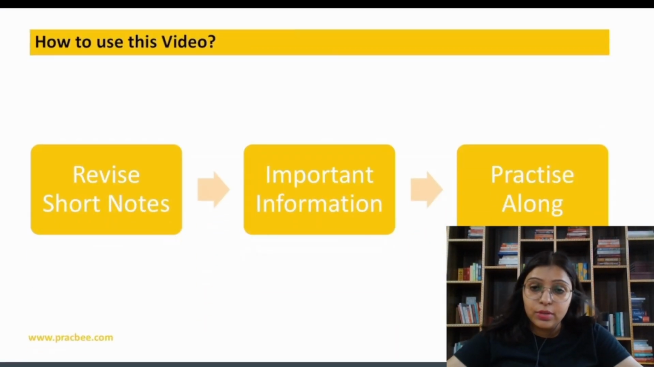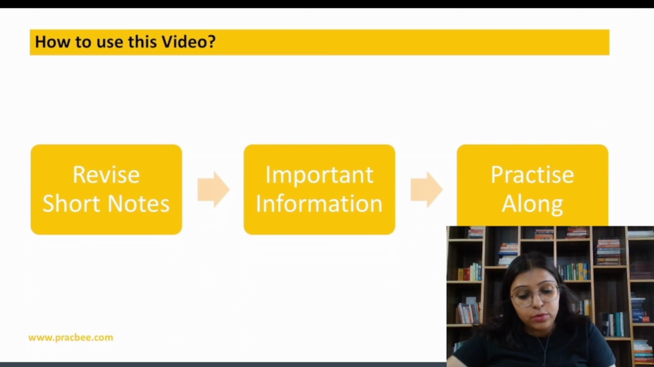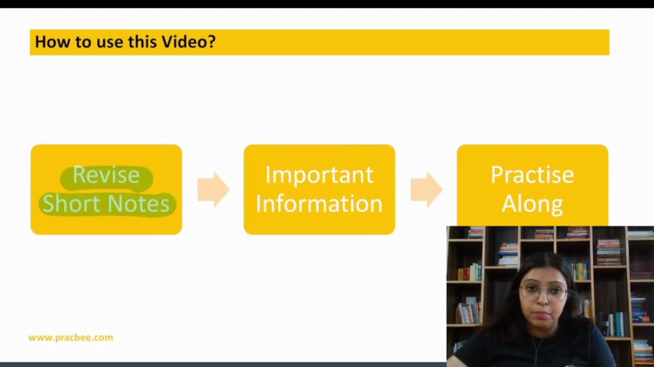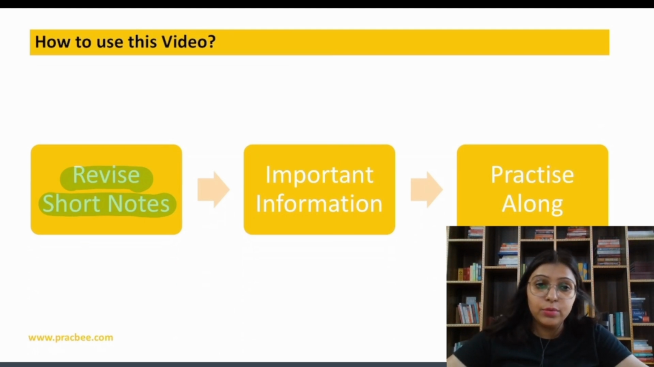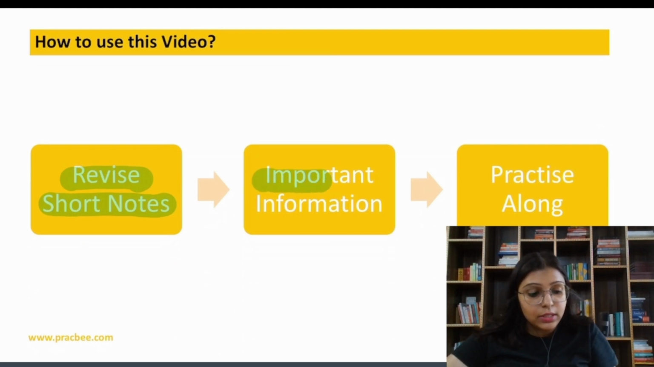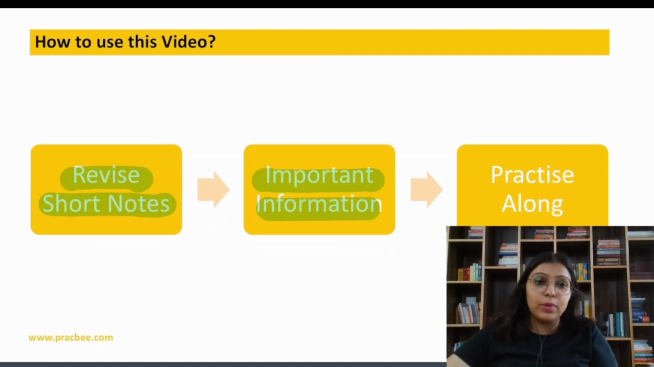How to use this video? First of all, before starting with this video, you have to revise your notes of the particular chapter. It means if we are doing stoichiometry in today's video, you have to revise stoichiometry 1, the mole concept, and redox before starting the questions. Then you have to write down the important formulas and important parameters of that chapter, and then you can start practicing along with me.